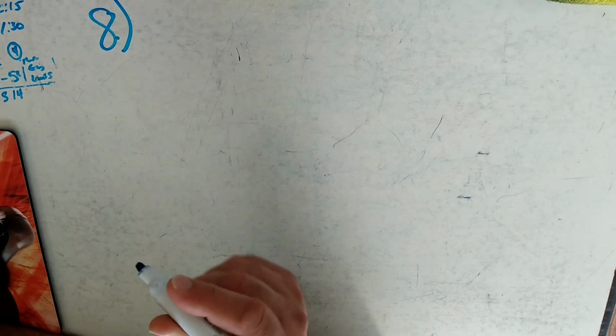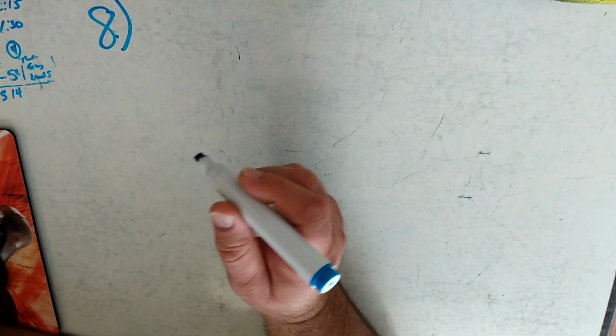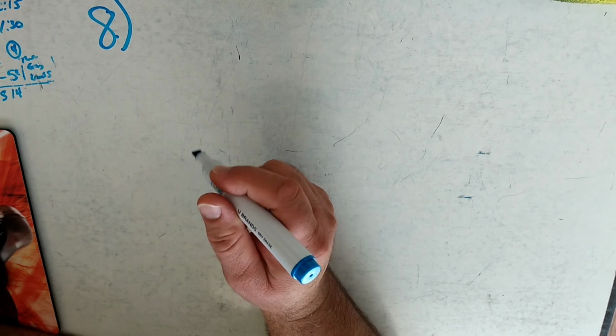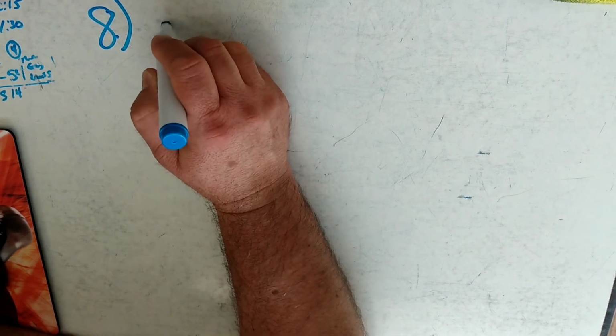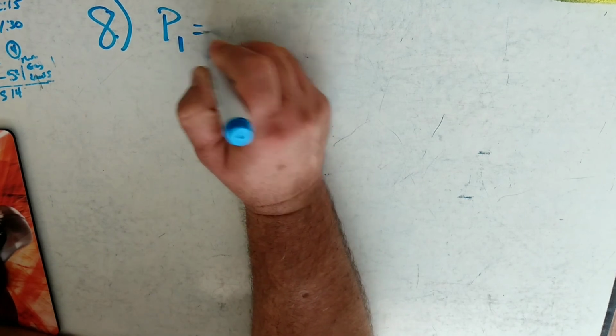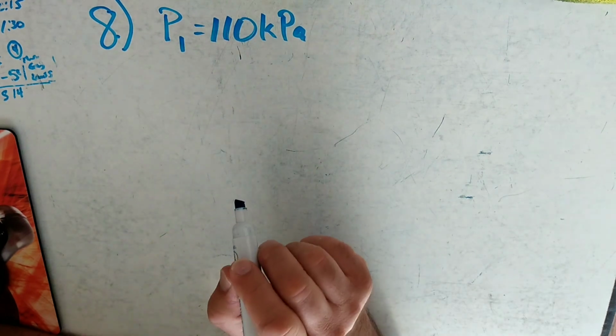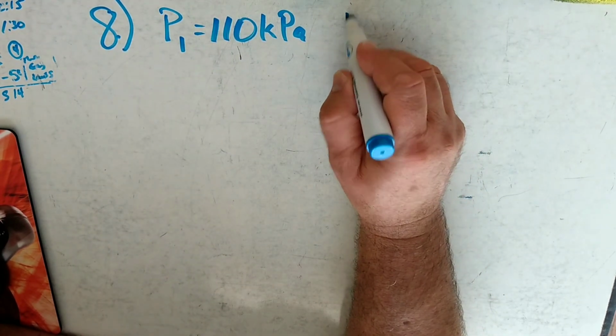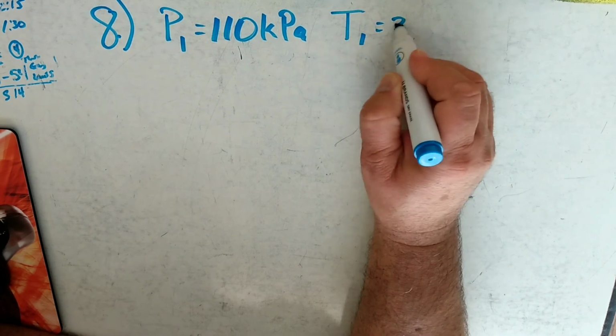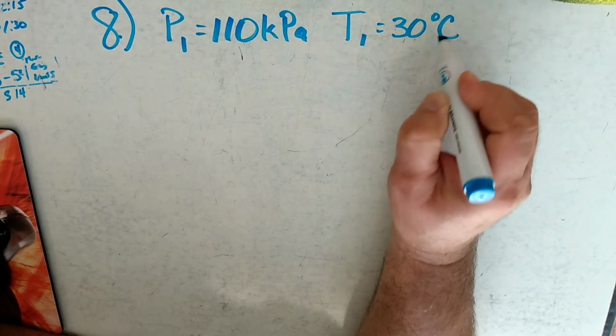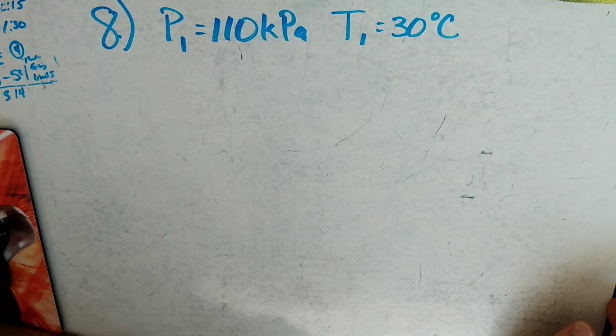Okay, so let's take a look at problem number 8. Now, with problem number 8, it says that you have a gas with 110 kilopascals. Okay, so that is our pressure. So let's go ahead and just put P1 equals 110 kilopascals and 30 degrees Celsius. So we know this is a temperature, 30 degrees Celsius, fills a flexible container with an initial volume of 2 liters.